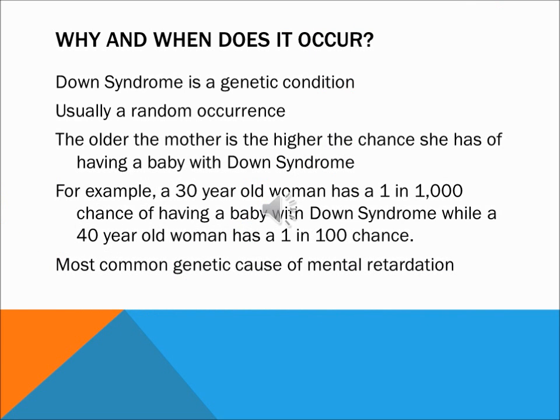Down syndrome is typically a random occurrence. There's usually no behavioral or environmental factor that causes Down syndrome. However, the chance of having a baby with Down syndrome is higher as the mother ages. So a woman who's 30 years old has a 1 in 1,000 chance of having a baby with Down syndrome, while a 40-year-old woman has a 1 in 100 chance. Down syndrome is also the most common genetic cause of mental retardation.